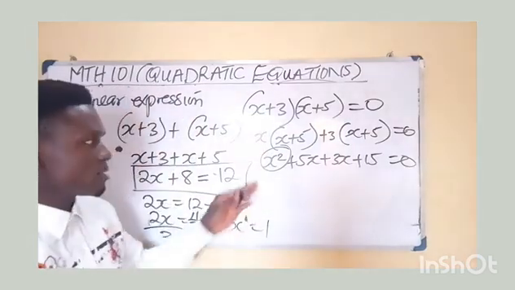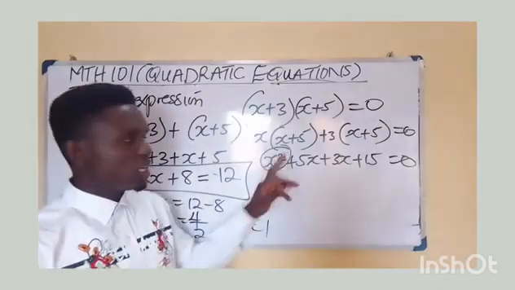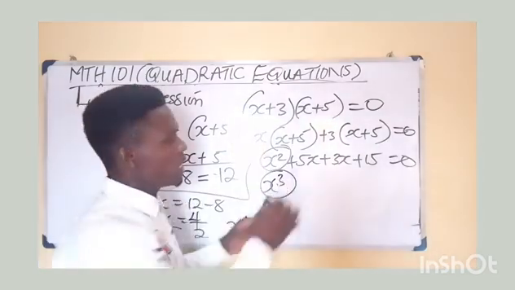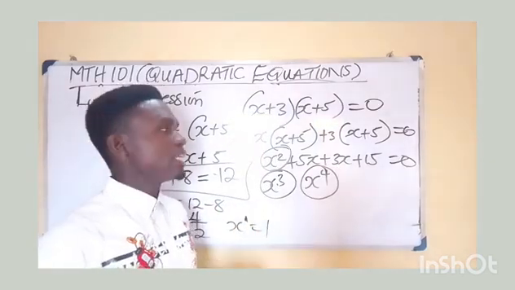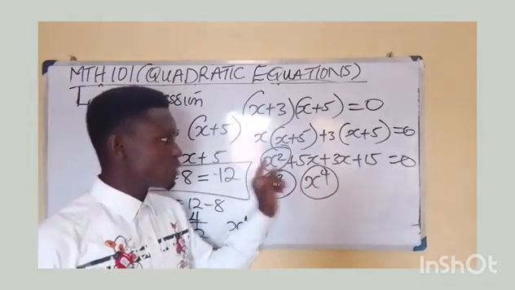The highest power of x in this case is 2. If I'm having x cubed, it is wrong. This is not a quadratic equation. If I'm having x to the power 4, it is wrong. It is not a quadratic equation. In a quadratic equation, the highest power of x must be 2.